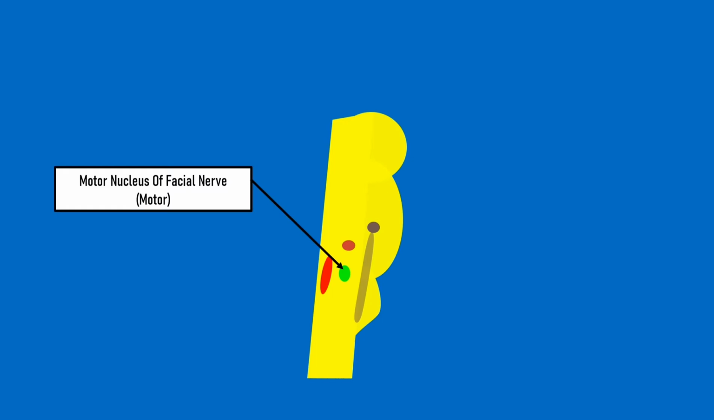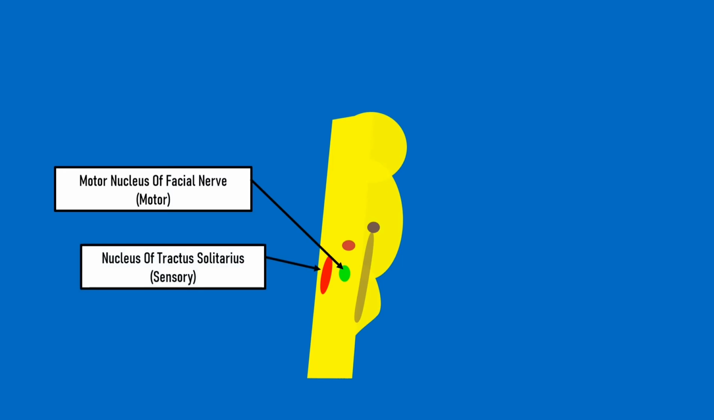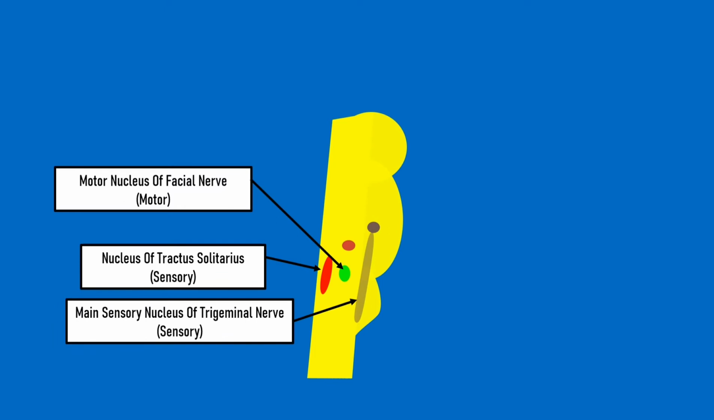So the motor fibers of the facial nerve arise from its motor nucleus located in the pons. This green nucleus is the motor nucleus of the facial nerve. The sensory fibers that supply the tongue and the external ear arise from the nucleus of tractus solitarius and the main sensory nucleus of trigeminal nerve located in the pons. The red nucleus here is the nucleus of tractus solitarius, and the light grey elongation here is the main sensory nucleus of the trigeminal nerve. These two nuclei carry sensations from the tongue and the external ear.